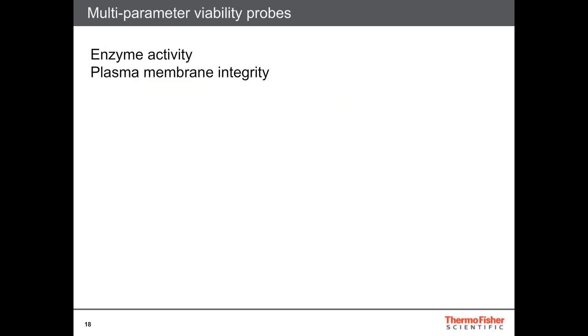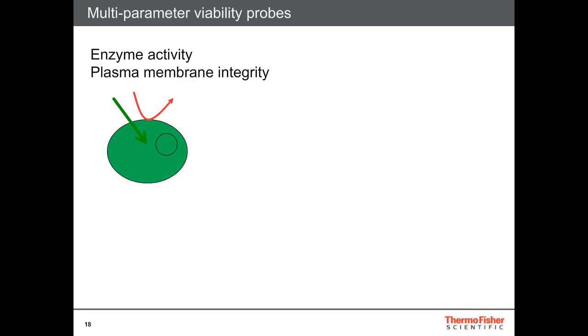So as I said before, one of the most common ways of looking at viability is through plasma membrane integrity. But we can actually add an additional level of reporting here by looking at enzyme activity. Living cells will often have certain key enzymes active, and so by labeling them with reporters of this enzyme activity, we can report not just death, but also live cells.